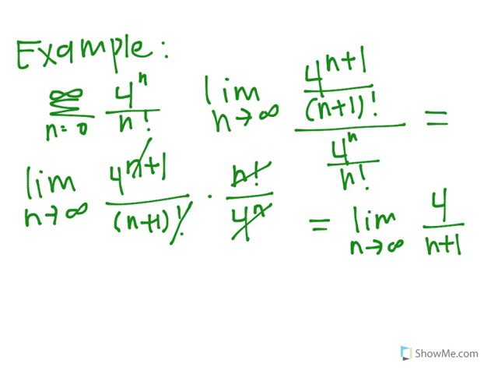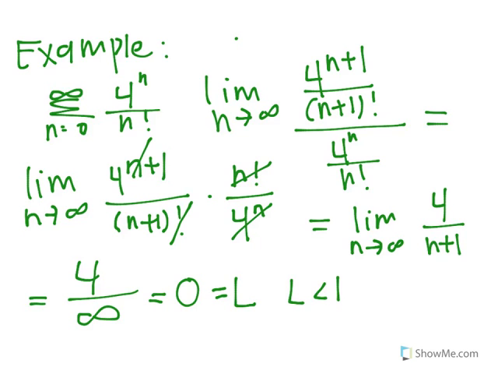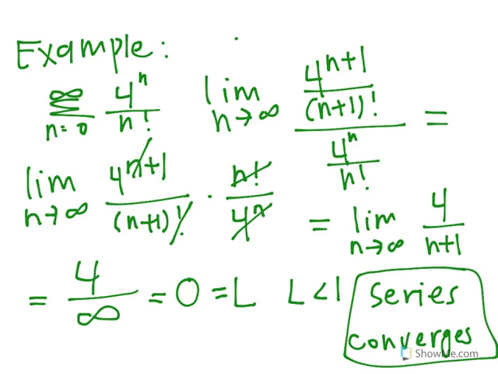And as n approaches infinity, the denominator will get closer to infinity, so then we'll have 4 over infinity, and since infinity is on the bottom of that fraction, this will equal 0, and then 0 is our L value, and 0 is less than 1, so L is less than 1, which means that the series converges. And that is how you do the ratio test.